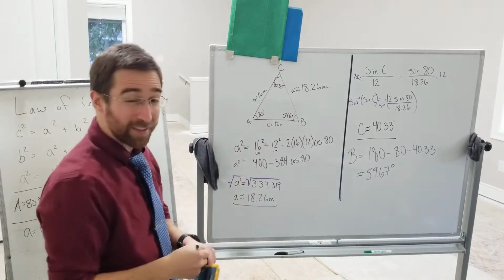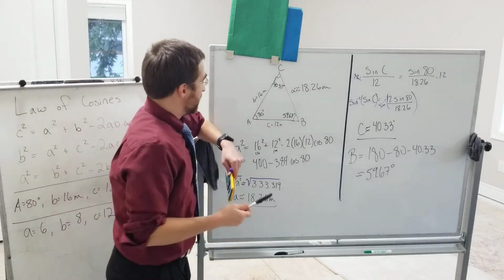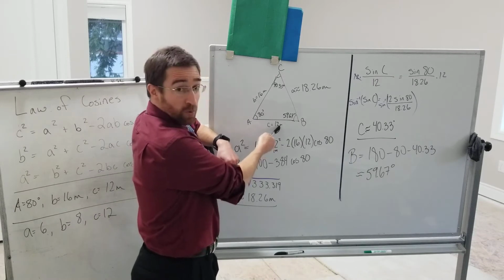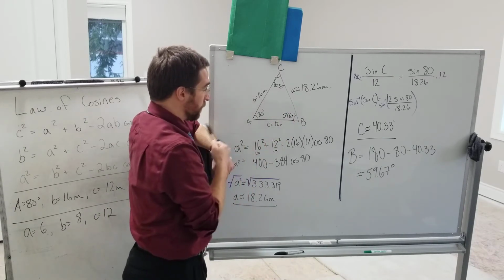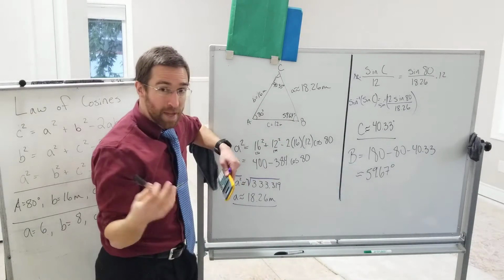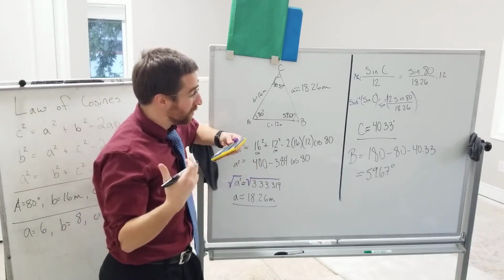We can double check that our answer makes sense. The smallest side, which is 12, is opposite the smallest angle. The largest side is opposite the largest angle. The medium side is opposite the medium angle. That all makes sense. Cool, we got it.